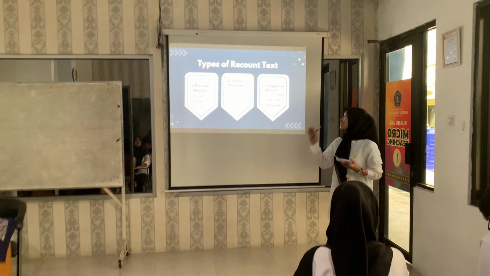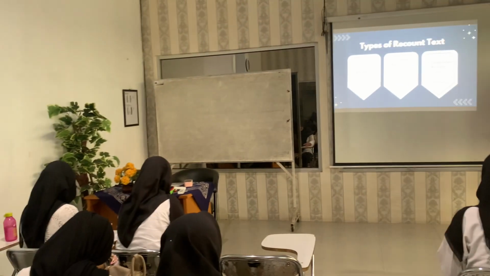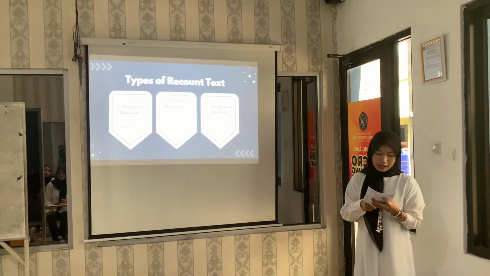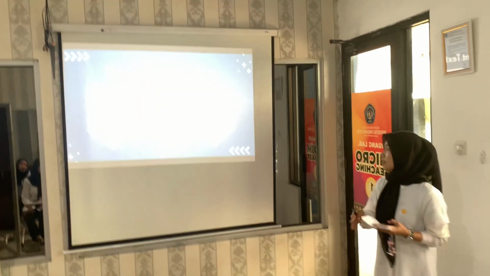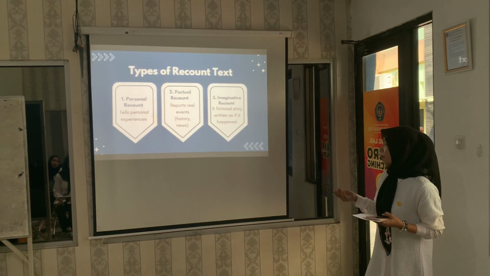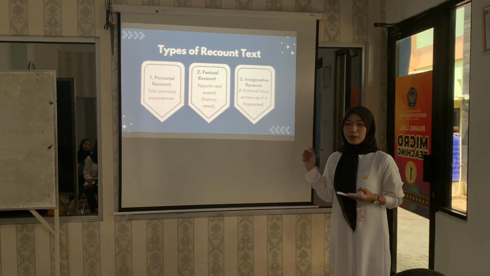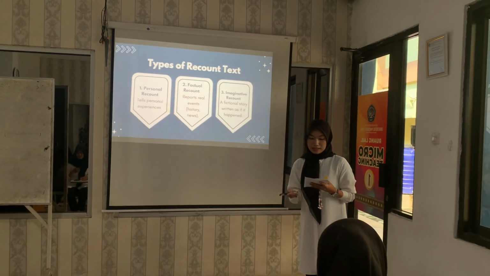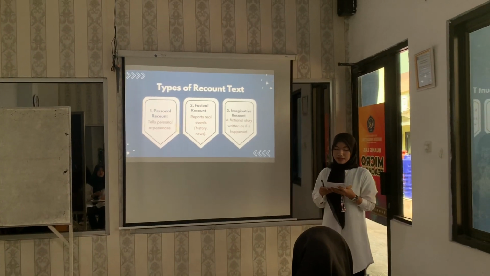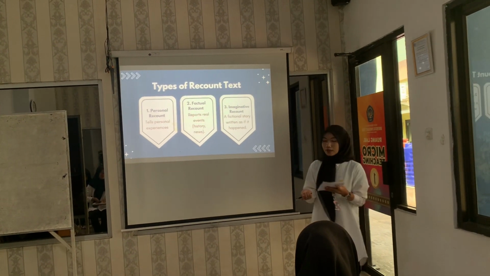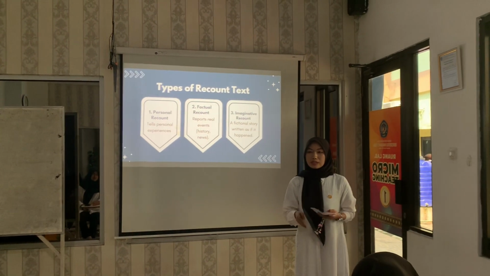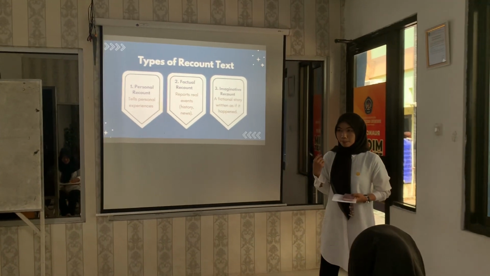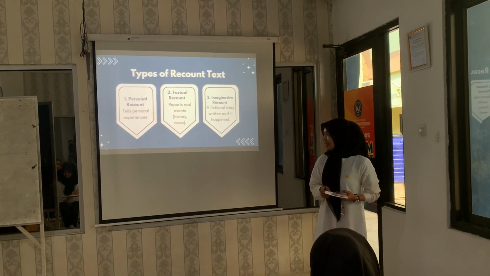Okay, good. And the second is about, what is it? Factual recount. Okay. Factual recount tells about real events that really happened, and the purpose is to give information about real events in the order they happened. For example, a report on school's Independence Day ceremony, and then what else? Okay.